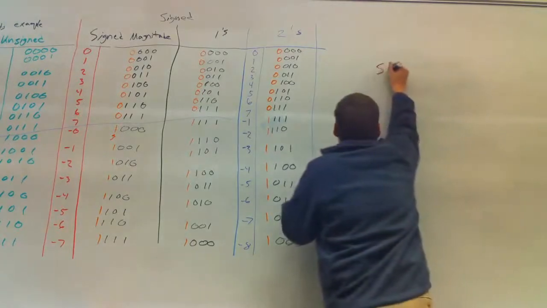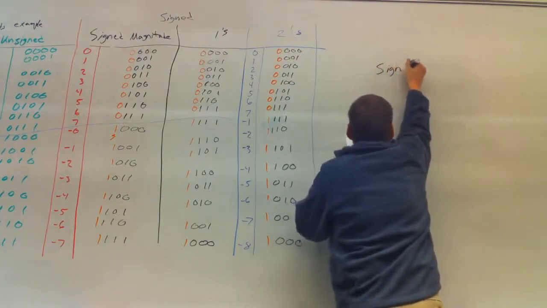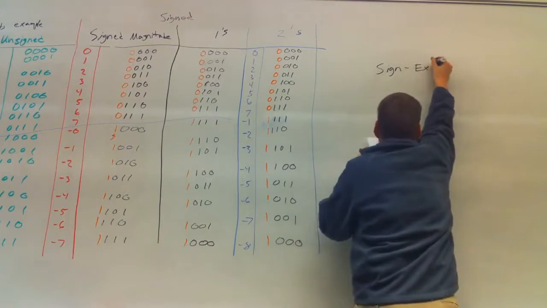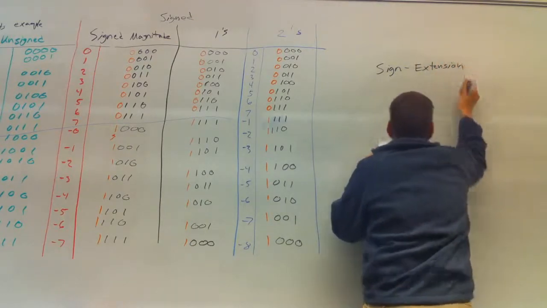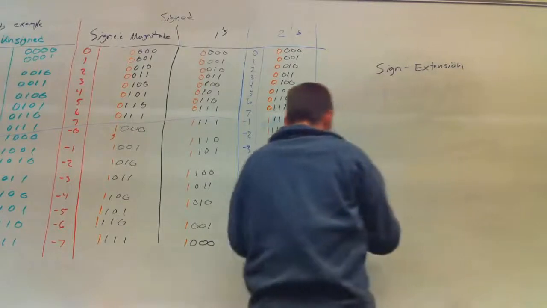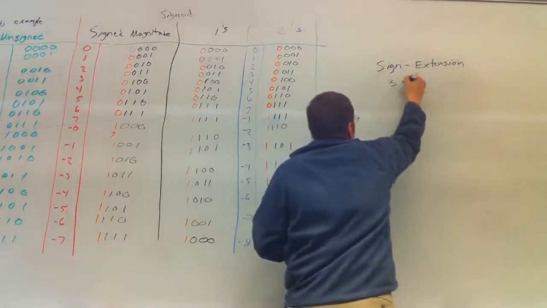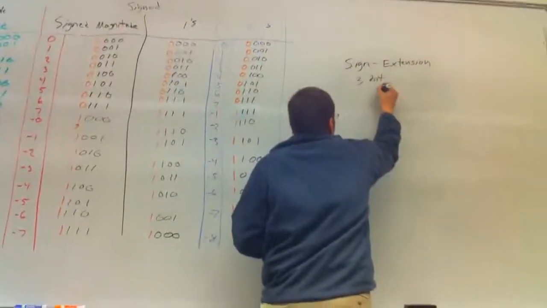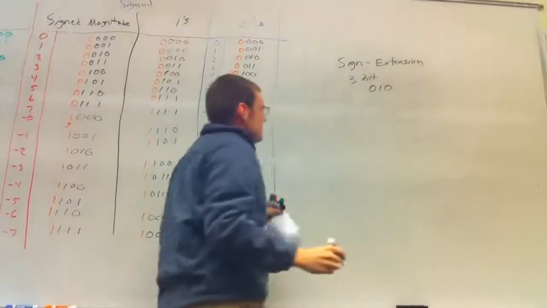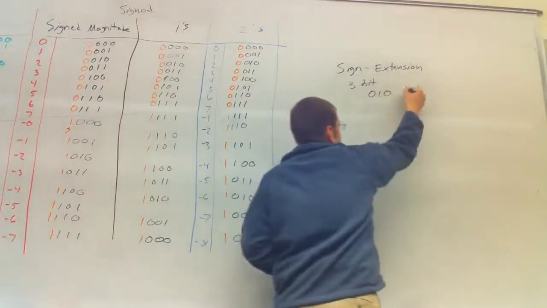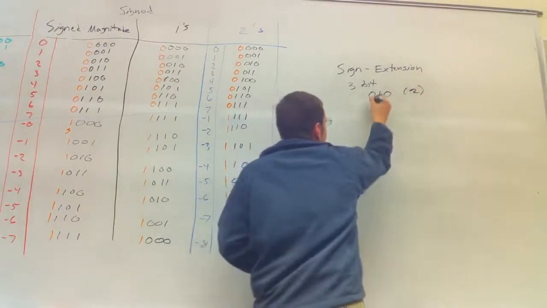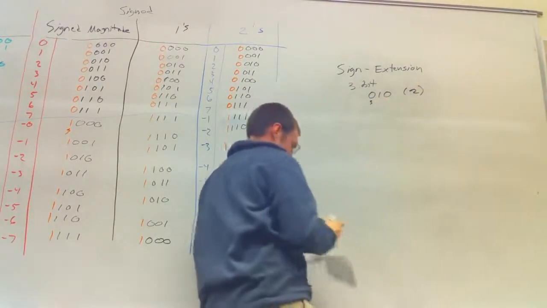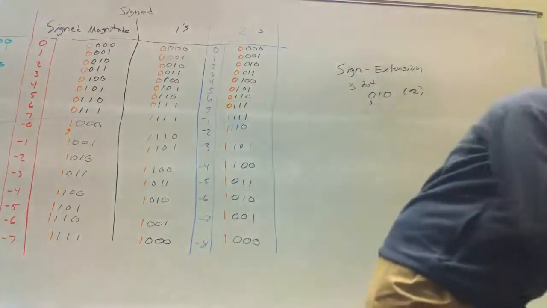The next thing is called sign extension. Let's say I'm going to have a 3-bit number here. So I'm going to have 0, 1, 0. Hopefully you know now that's 2. And this is my sign bit. I'll keep the color going for you guys.